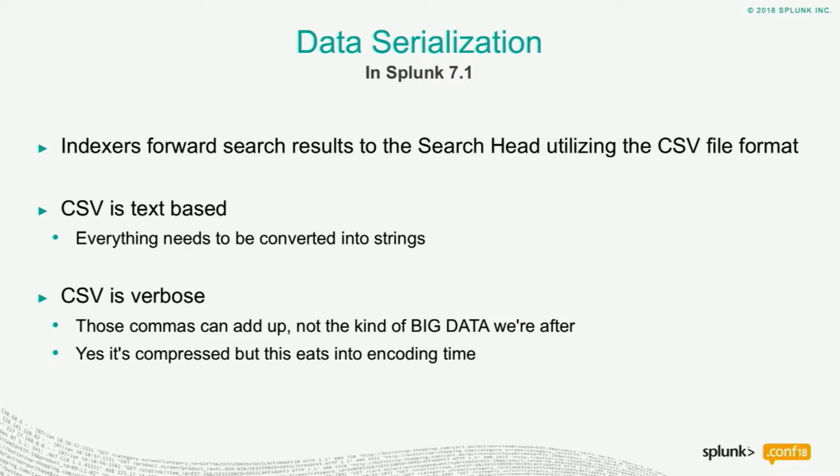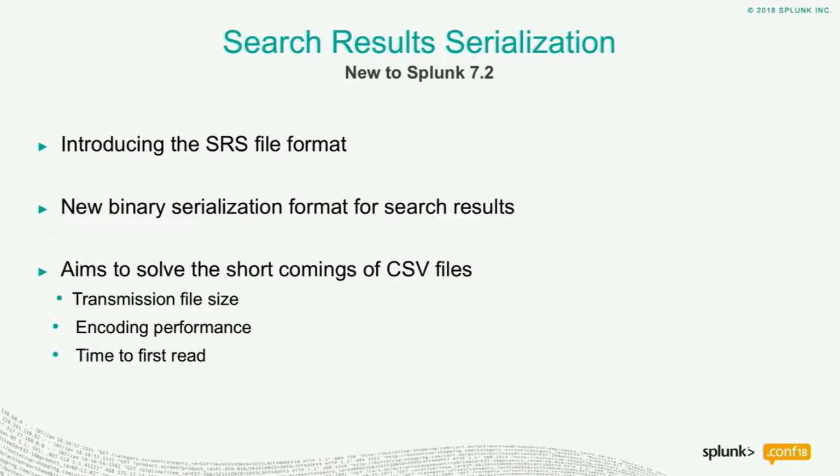For one, it's text-based, so everything needs to be converted to ASCII on disk. And two, it's a pretty verbose encoding standard, meaning it needs extra commas, new lines, escape characters, and all those things in order to function. As we saw with zstandard, yes, this all gets compressed, but that's really just making our compressor do more work than it really needs to. So, starting in Splunk 7.2, we're doing away with the CSV data serialization altogether and introducing the search results serialization format, or SRS. This is a new in-house binary format, which aims to solve the previously mentioned limitations of CSV.